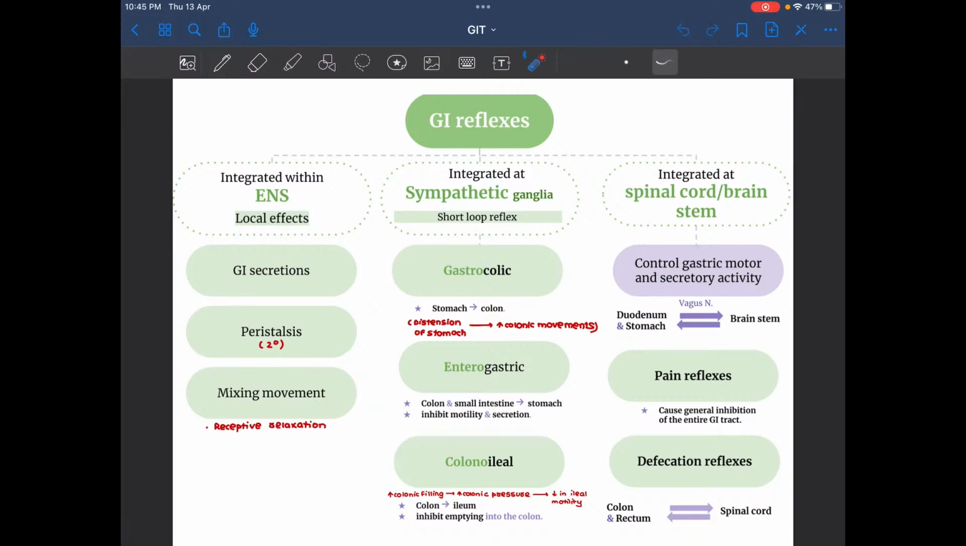Don't categorize gastric accommodation as an enteric nervous system reflex. What is that? It's actually getting integrated at the spinal cord. So gastric accommodation is a CNS mediated reflex, whereas your receptive relaxation that we talked about is your enteric nervous system mediated. What about some reflexes which are integrated at the sympathetic ganglia? That includes the gastrocolic reflex, which we studied just now. Then we have something known as the enterogastric reflex, and we have something known as the colonoileal reflex.